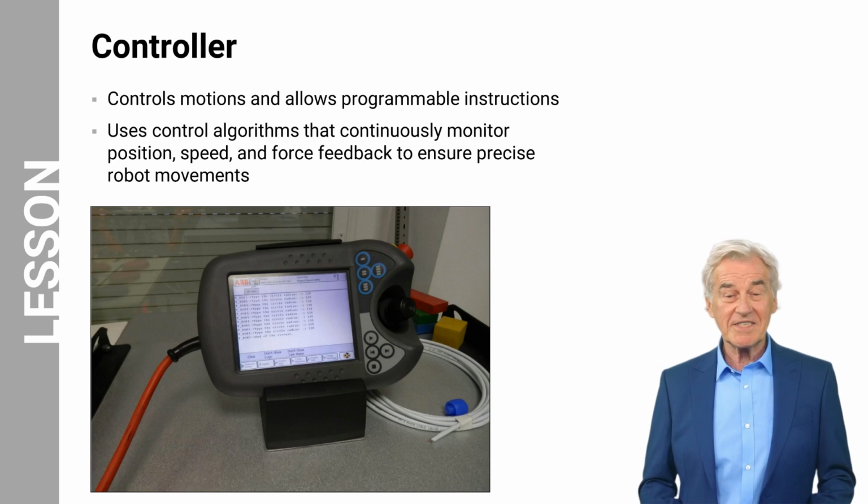The controller is the second main component of our system. Robot controllers execute programmable instructions to manage motion while utilizing control algorithms that continuously monitor feedback data like position, speed, and force to ensure the robot achieves precise movements and positioning during operation.